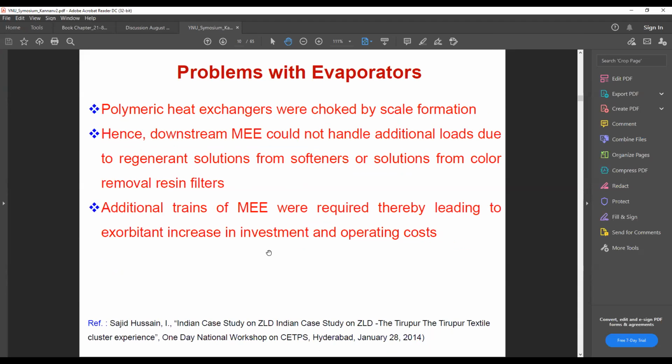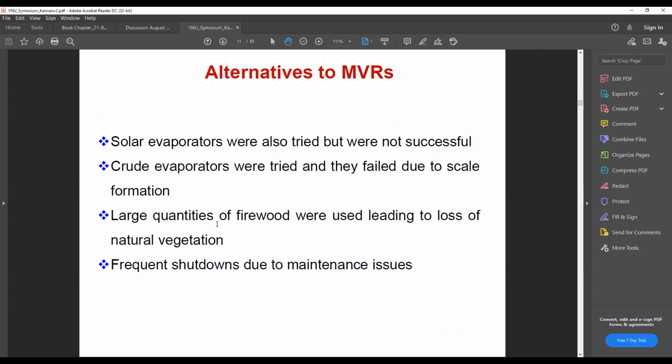Polymeric heat exchangers were also choked by scale formation. The multiple effect evaporators could not handle additional loads, and a large number of multiple effect evaporators were required, thereby leading to an exorbitant increase in investment and operating costs. Solar evaporators were tried but were not successful. Crude evaporators were also tried, but scale formation hindered their performance.